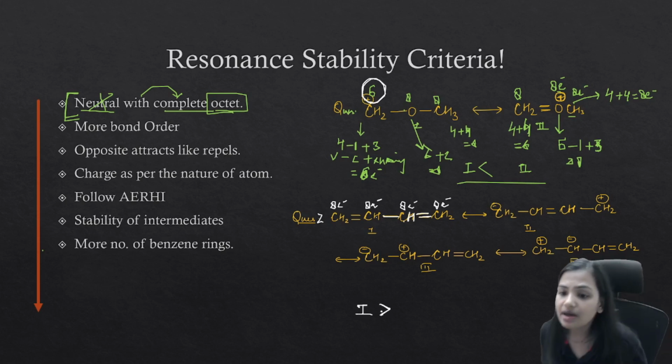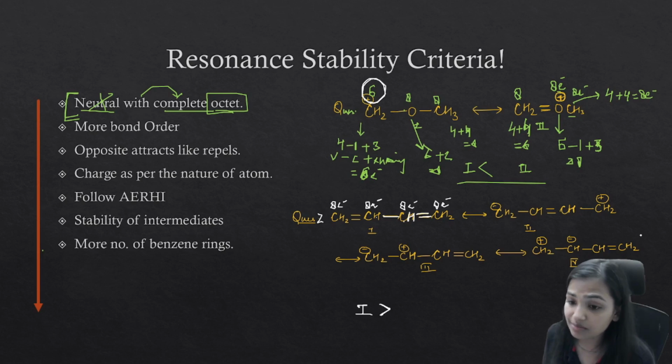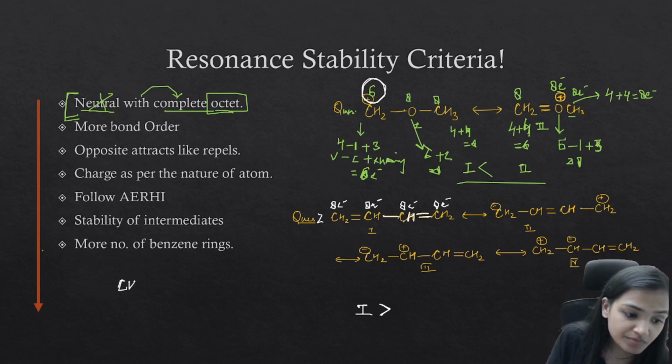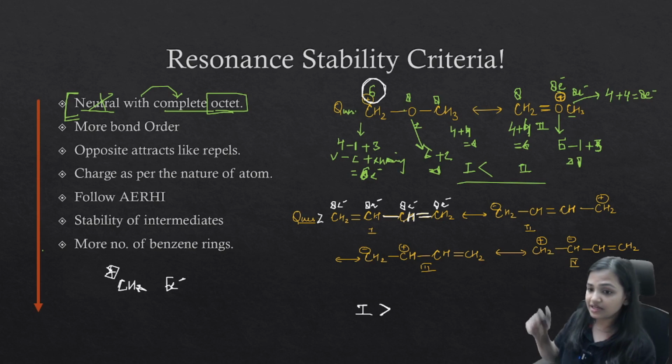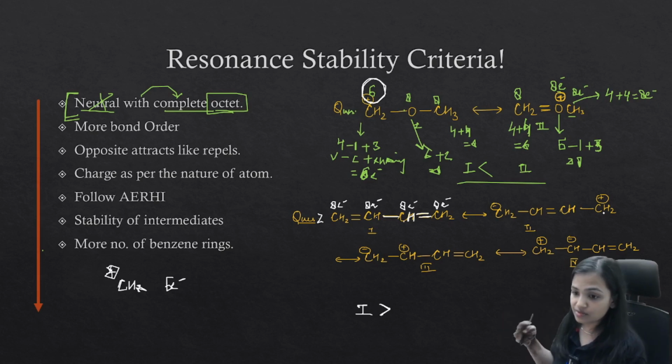Okay, now what happens for the second, third and fourth? Let's see. They are charged, but is their octet complete or incomplete? Guys, let me tell you, whenever you have a carbocation, carbocations are usually 6 electron species, because there will be a deficiency of 1 electron. They will have only 4 valence shell electrons, so if you lose 1 electron, they will become 3.